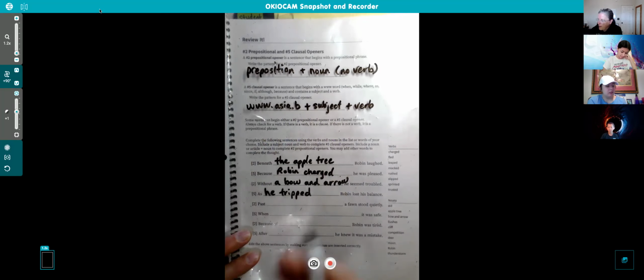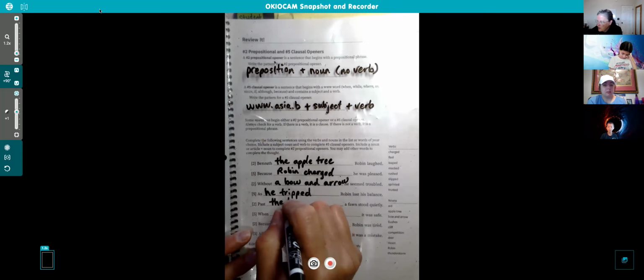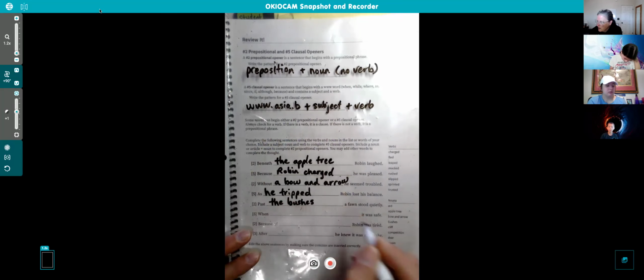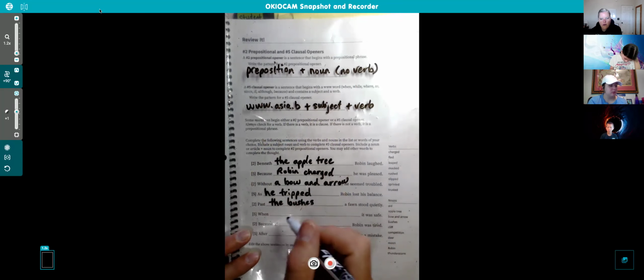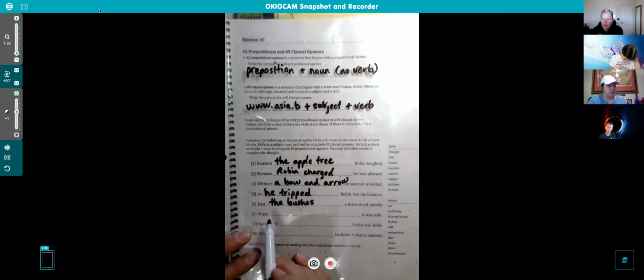Bushes. Past the bushes. There you go. That'll work. Past the bushes. A fawn stood quietly. This is back to number 5. This is the one with the verb.